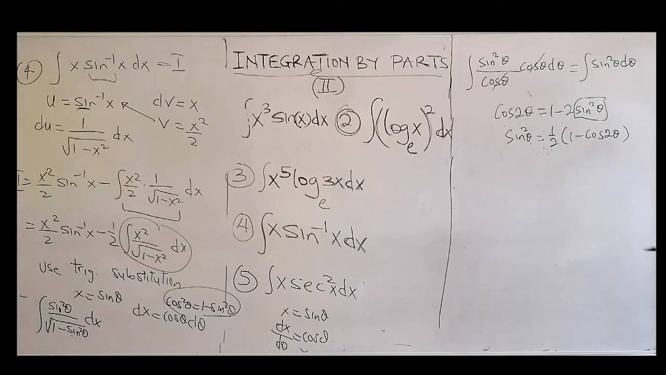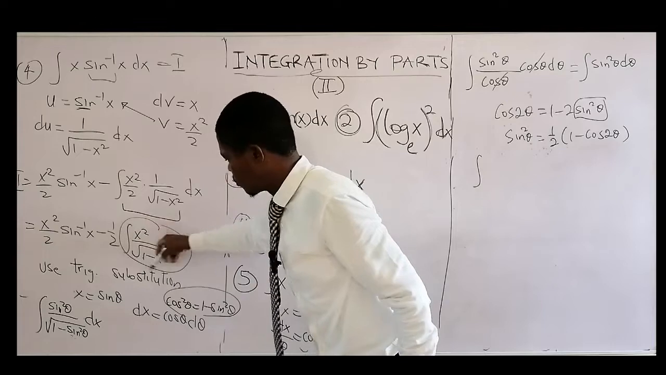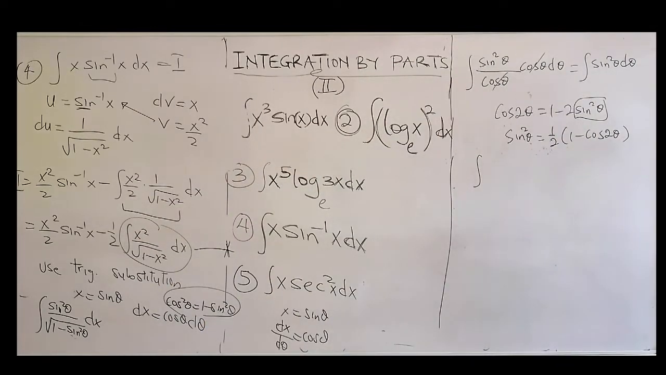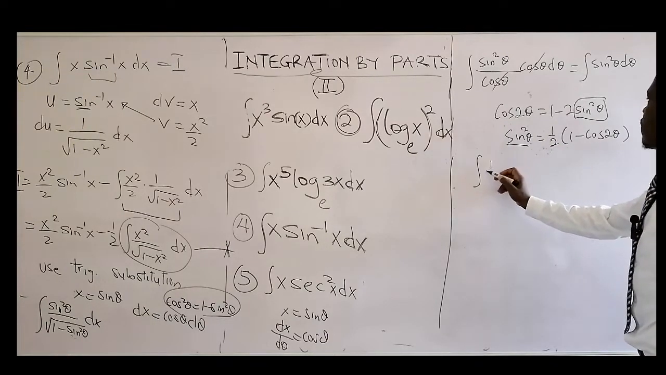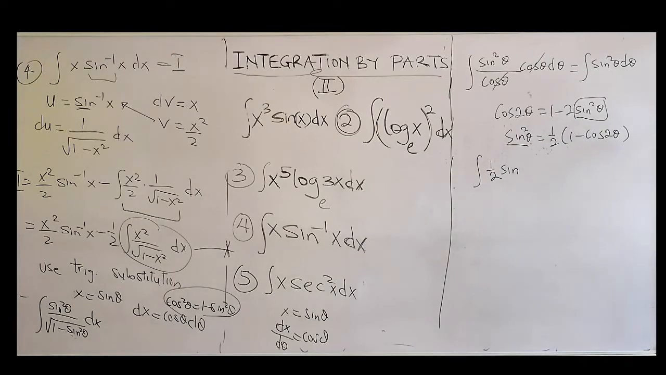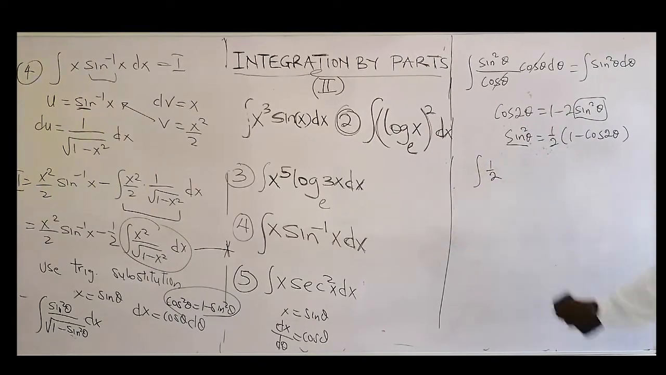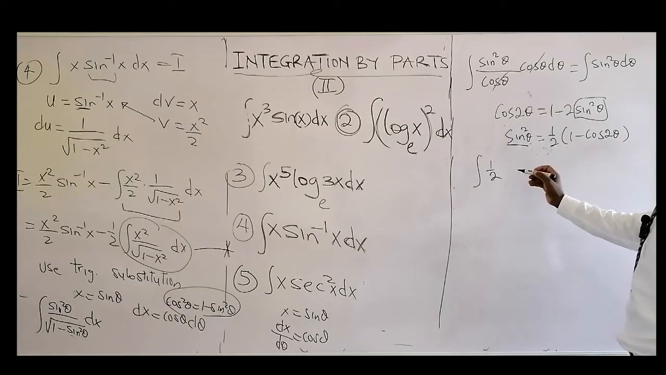So this is sine square theta. I will now put it there. Don't forget, we'll come back here. I'll just extract this one out. So this is what we have now. We now have for sine square theta, half into bracket 1 minus cos 2 theta.